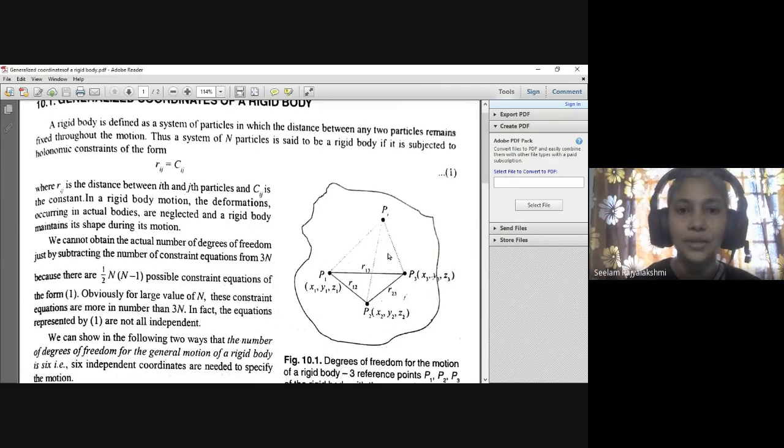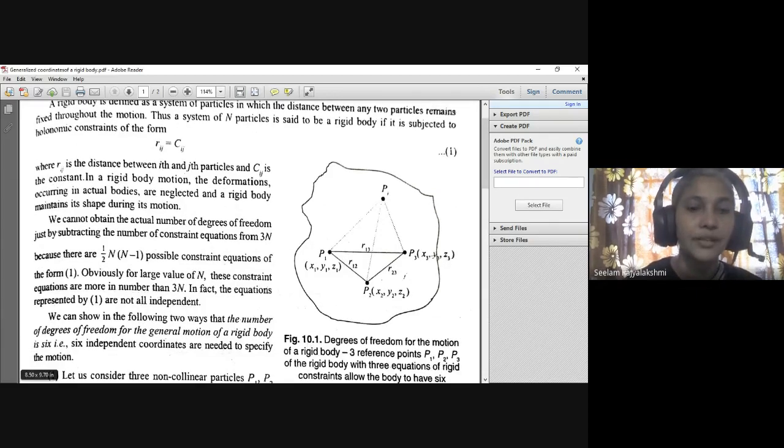That is why we have considered the number of constraint equations from 3n here. For large values of n, these constraint equations are more in number than 3n. So in fact, the equations represented by equation number 1 are not all independent. We can show in the following two ways that the number of degrees of freedom for the general motion of a rigid body is 6. That is, 6 independent coordinates are needed to specify the motion.